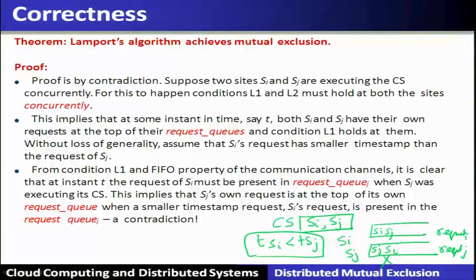Both the requests of Si and Sj are present in the request queues, but they have to be in the same order, because the timestamp of i is less than the timestamp of j. Hence, both of them entering the critical section is a contradiction.